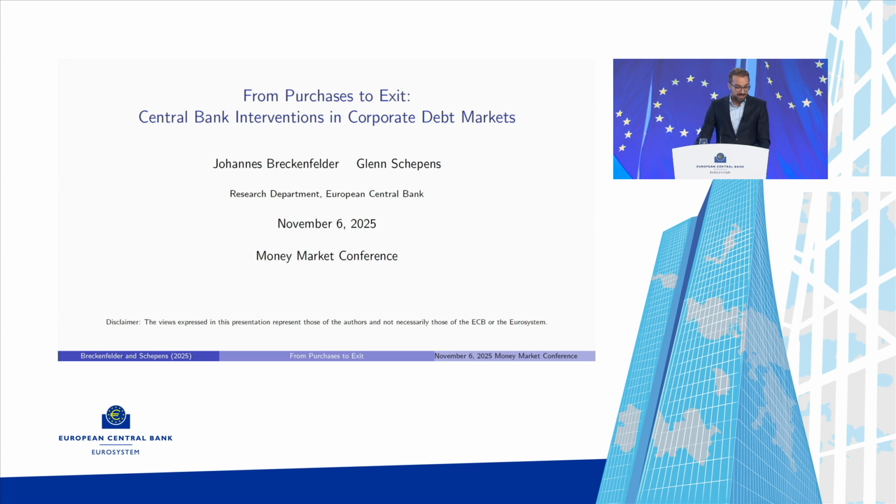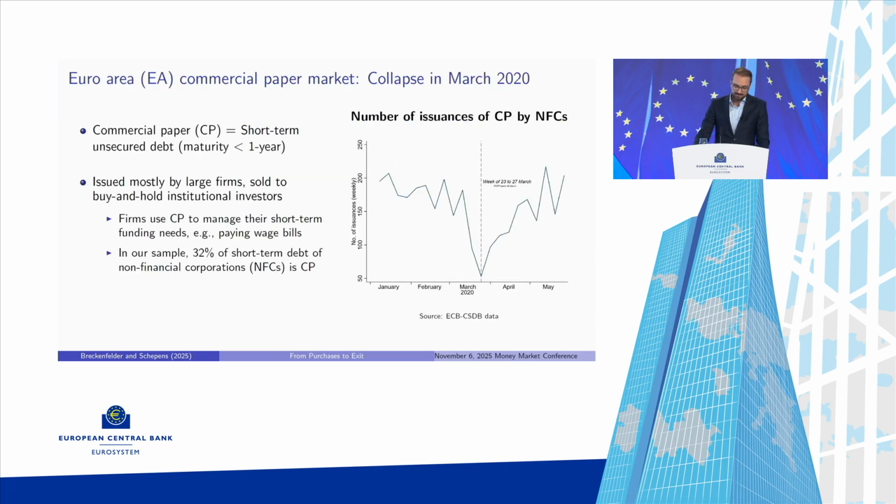So in recent years, we've seen central banks step in as market maker of last resort when markets freeze. In this paper, we trace the whole cycle of such an intervention, from stabilizing the market to what happens once the central bank steps back. Let me start by showing you what happened in the euro area commercial paper market in March 2020, which is the starting point of our analysis.